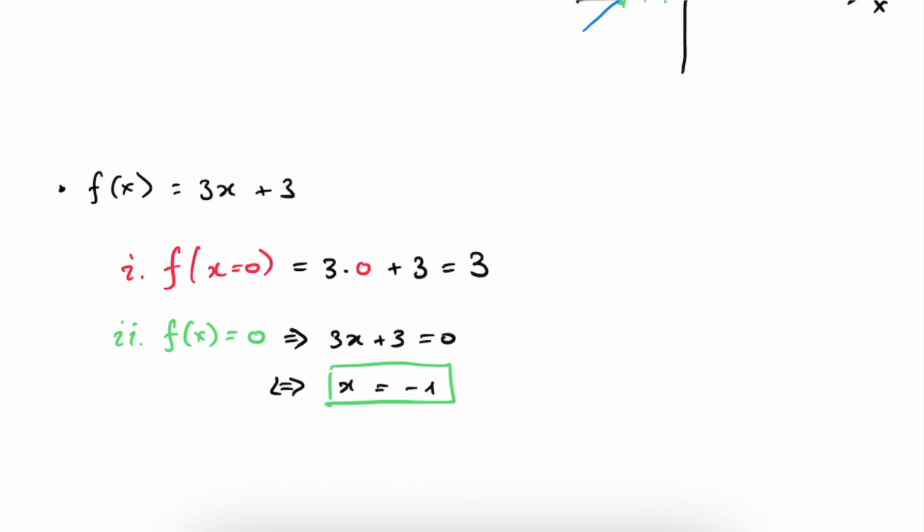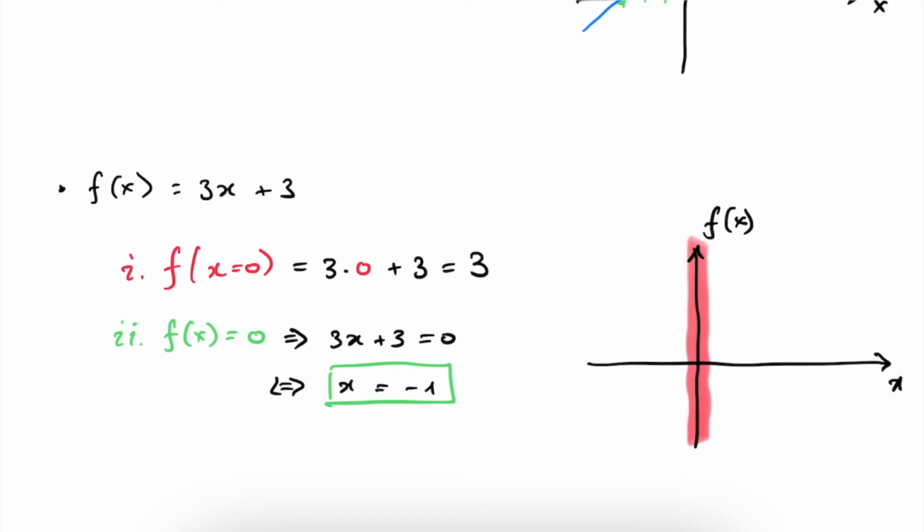So let's now see how we transfer these findings onto the graph. We have x on the horizontal axis, f of x on the vertical axis. So where does our line cross the vertical axis? Well, we found that at x equals 0, which is the vertical axis, at 3. So 1, 2, 3, which is right here.